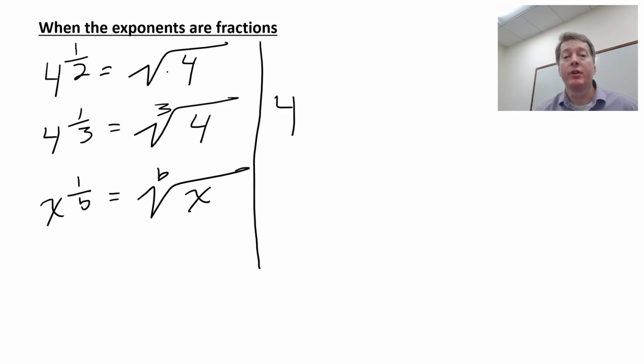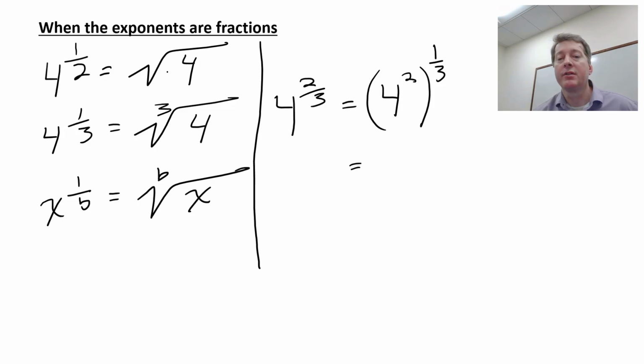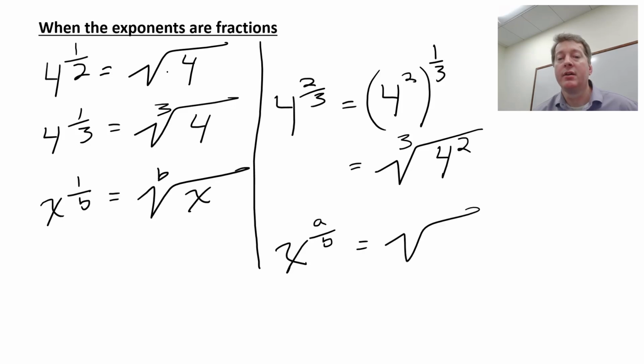Suppose I have 4 to the 2/3. I could write that as the same thing as 4 squared to the 1/3. That is the same thing as the cubed root of 4 squared. So as a general rule, x to the a over b is the b root of x to the a.